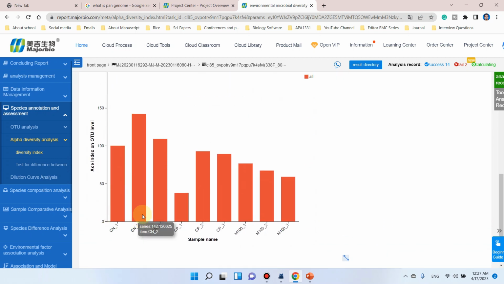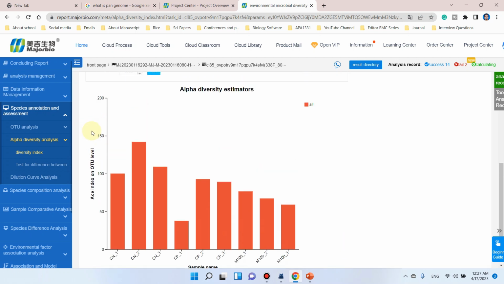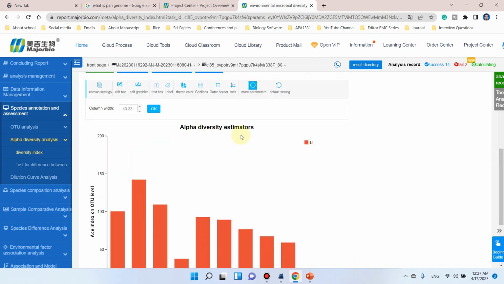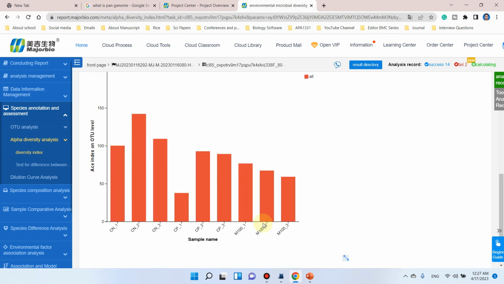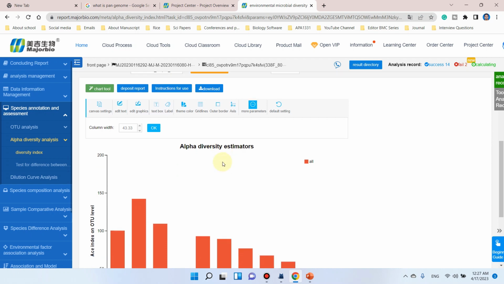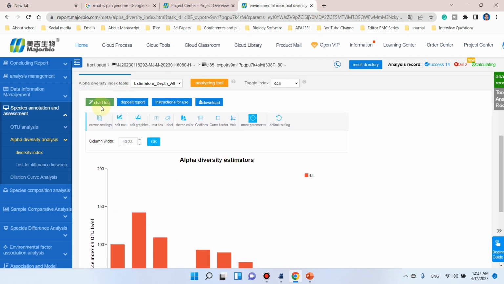Here you can see in the control negative, it shows an increasing and decreasing trend. It might be due to differences between technical replicates. In the control positive, these two are equal, and similarly the management group has the lowest number of S index alpha diversity. So it means if we take alpha diversity estimators according to the S index, you can see the management group has the lowest alpha diversity index. We can also modify this chart according to our need using these integrated tools. You can see here we have chart tools.